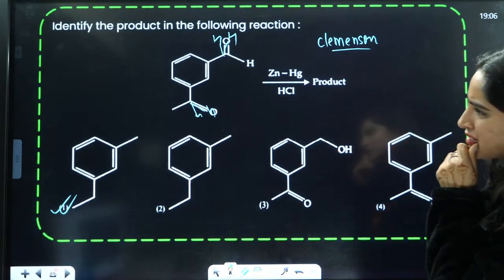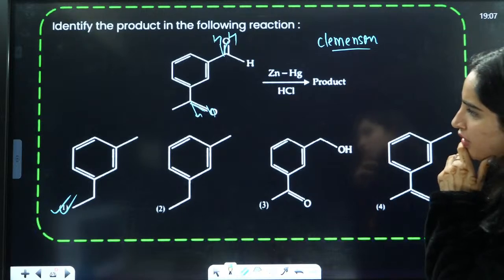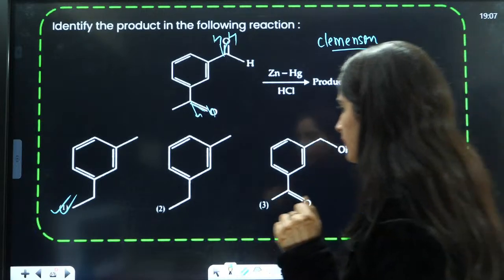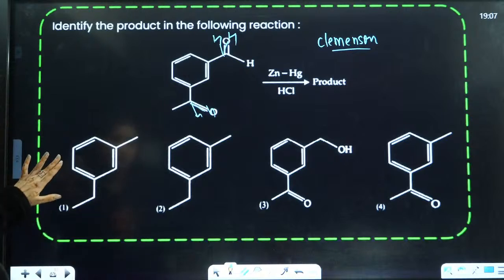Is it? Why first and second are same only? Wait a minute. Am I saying the right thing? First and second are same only, no?